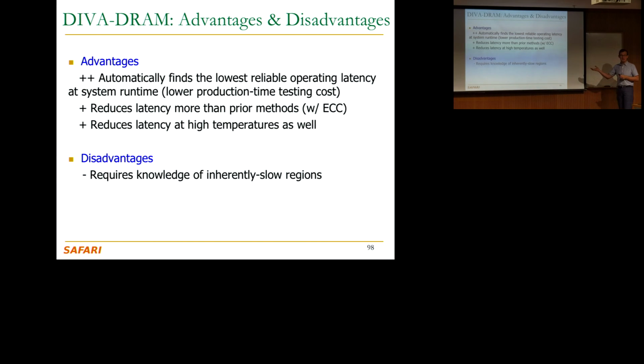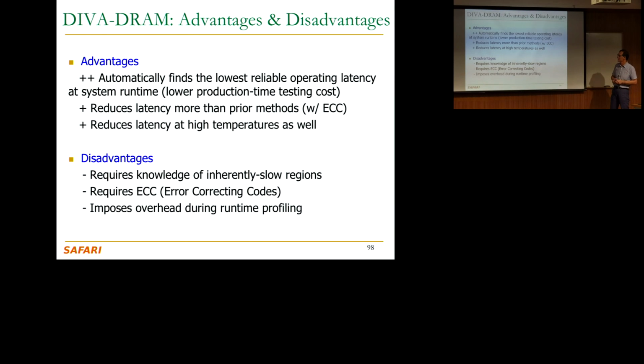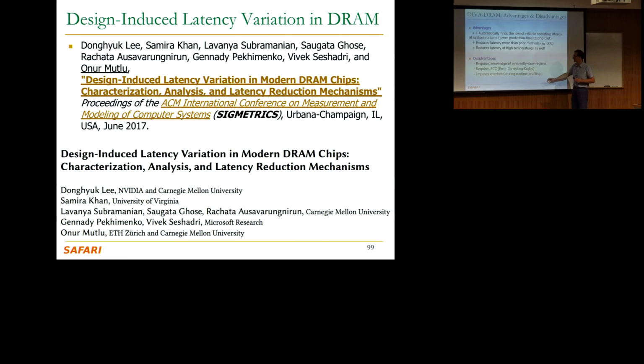The disadvantage is it requires knowledge of these inherently slow regions. As I said, I think the interface between the memory controller and memory should change. If the device provides a lot more information to the memory controller, then you can do a lot more. And it requires ECC, obviously. That's a disadvantage. But I think going forward, we will need more ECC in DRAM. And it imposes overhead during runtime profiling, certainly.